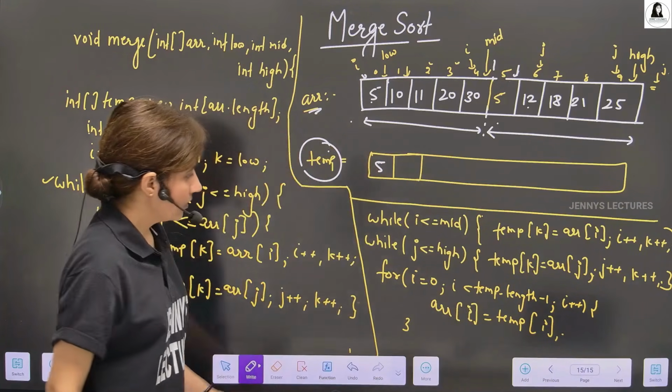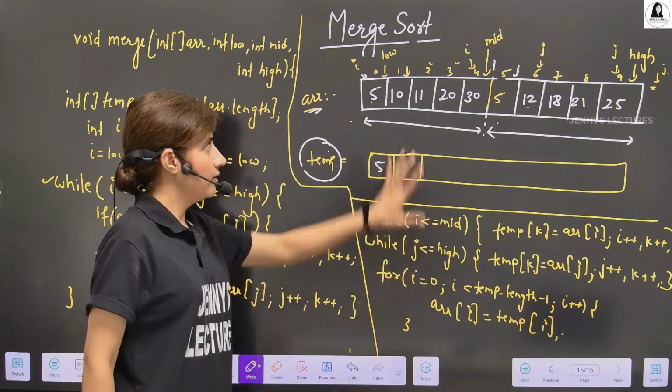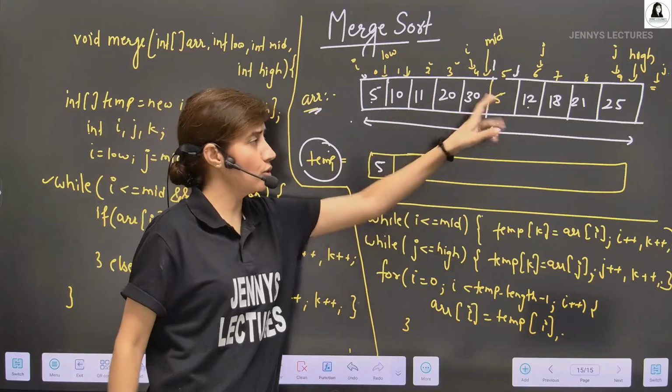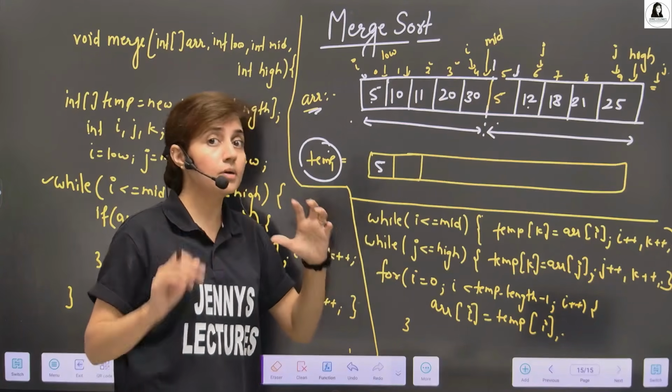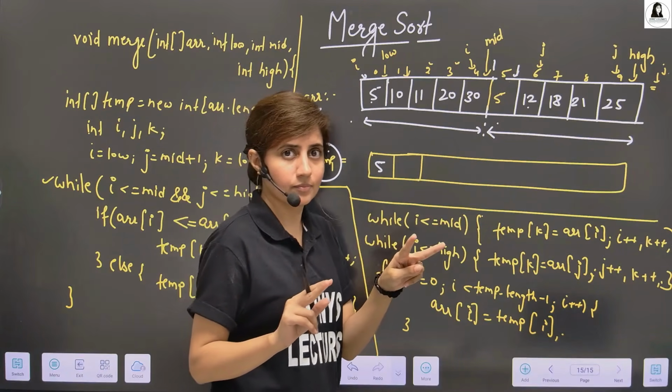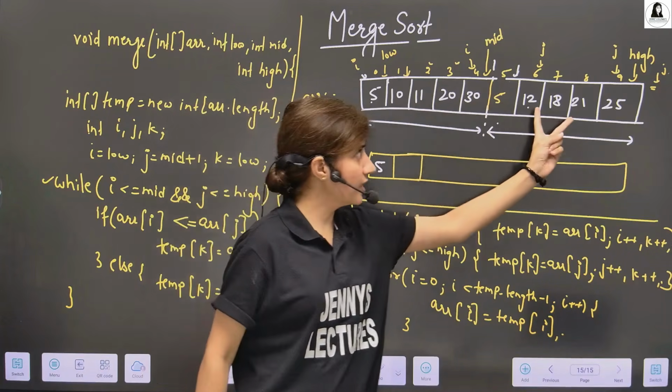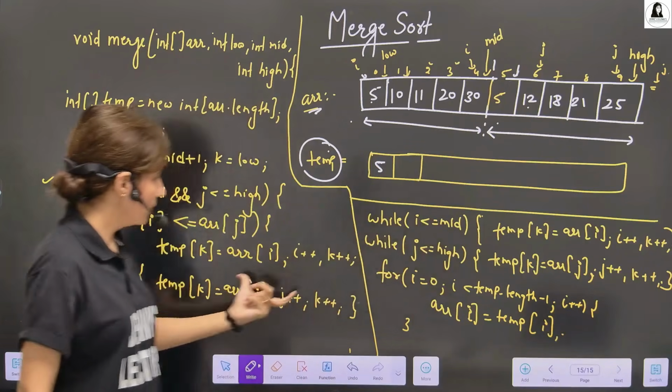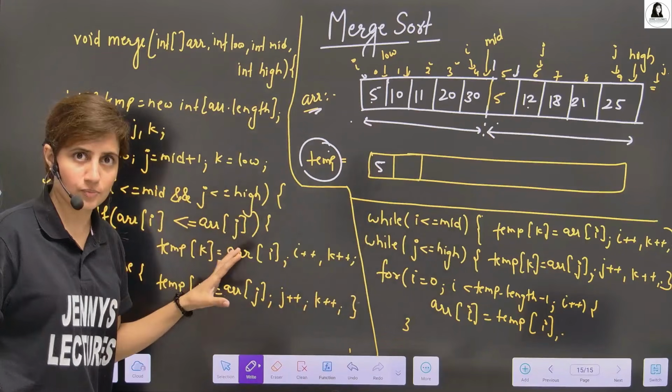That's it. This will copy temp to the array, and you will get a sorted array. This is how we merge two halves of the array. This is the first half, this is the second half. We merge these two. This is the merge function, the merge method.